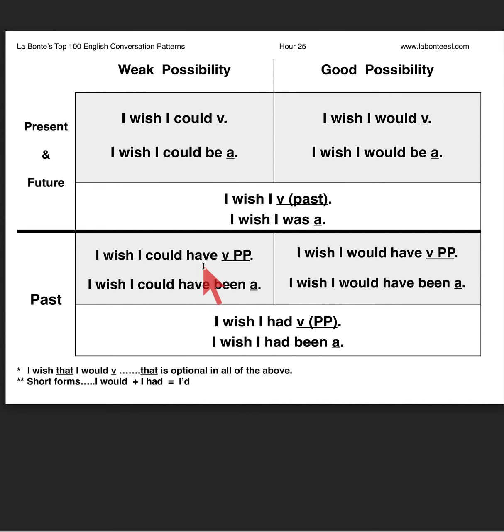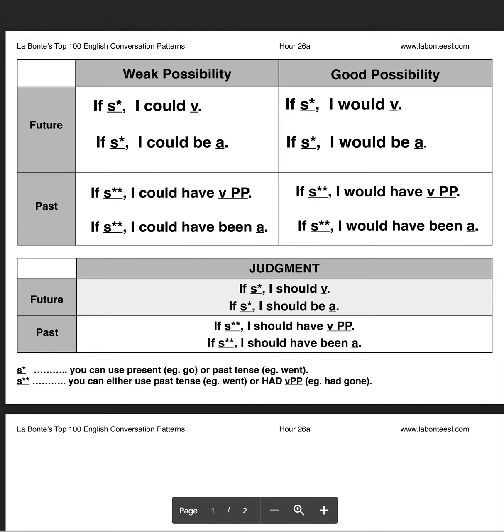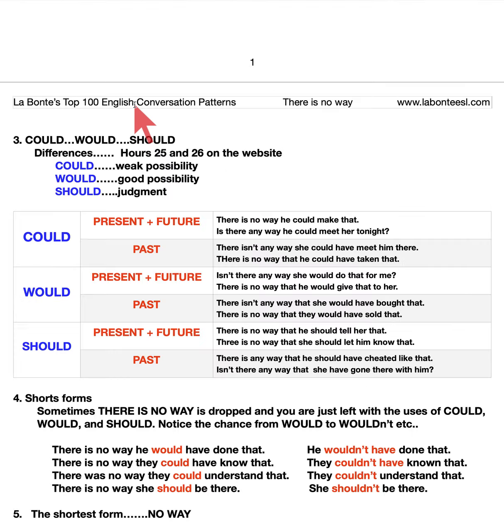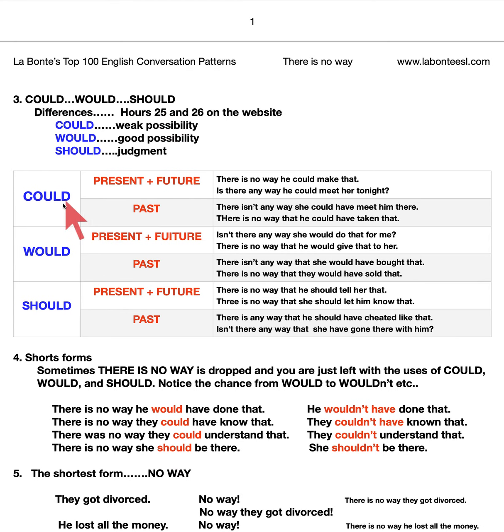In the past, it's a little bit more complicated. I wish I could have. But when we get to should, obviously, here's where a judgment is made. So after building up our skills and becoming comfortable with could, would, and should, you will also find that with the use of this pattern. Could, should, and would. So I could do it, I would do it, and I should do it.